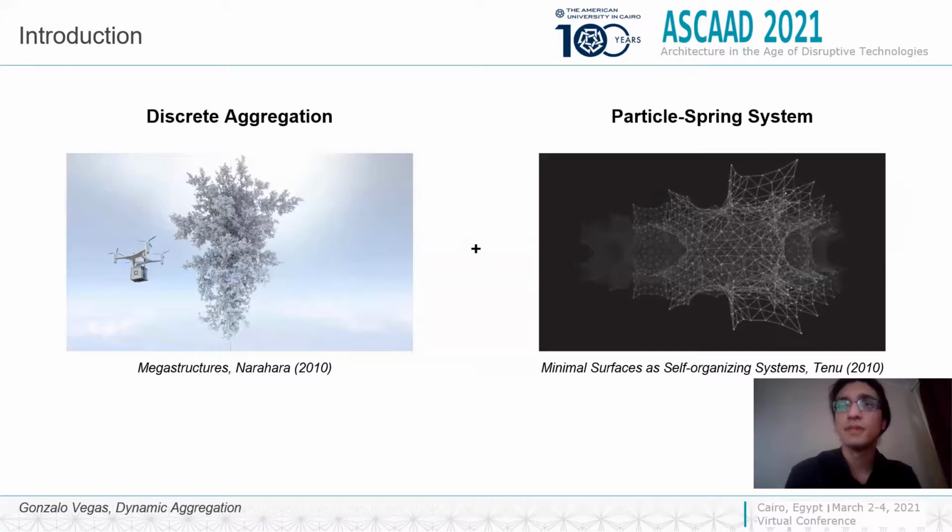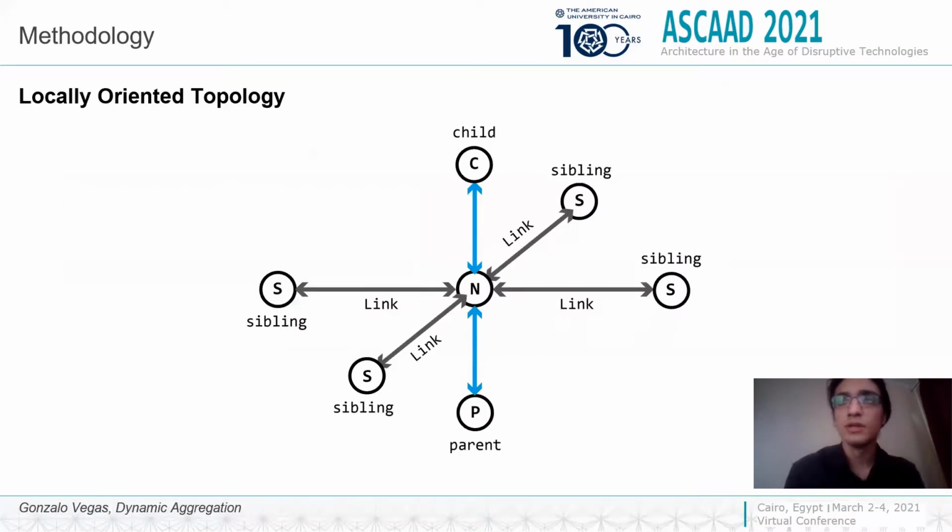Our objective is to add an aggregation component to the cellular growth approach, so a volume-like result can be generated, and to explore the generative implications of this strategy. We apply concepts of discrete aggregation, and we implement a particle spring system to approach this problem. To do so, we structure the geometry in nodes and links. These are organized in a locally oriented topology.